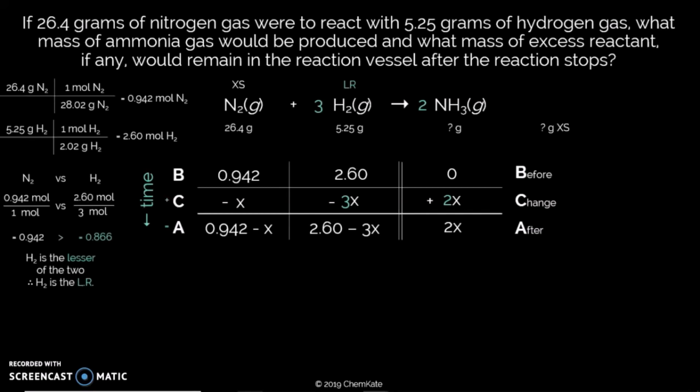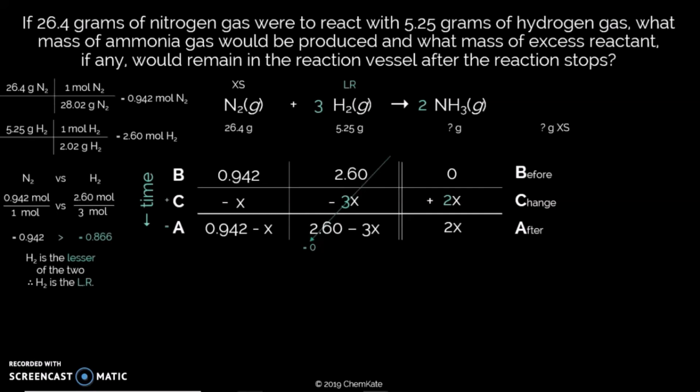And now this is very similar to an ICE table if you're familiar with an ICE. The thing that distinguishes this differently is not just that we're not using molarity, which is what we use in ICE. We're using moles in a BCA. But then also understand that limiting reactant, after it is over, that amount goes to 0. This is going to be gone when the reaction stops. So after the reaction stops, that goes to 0.